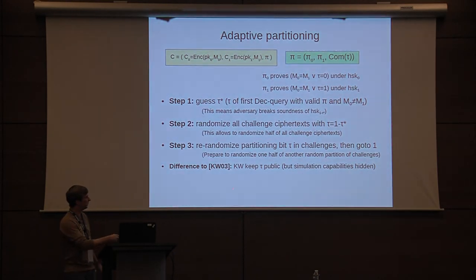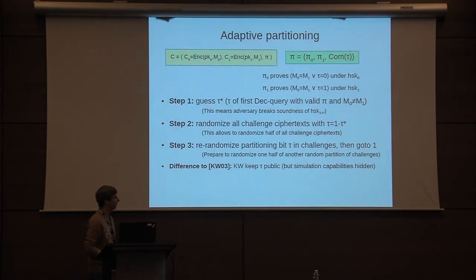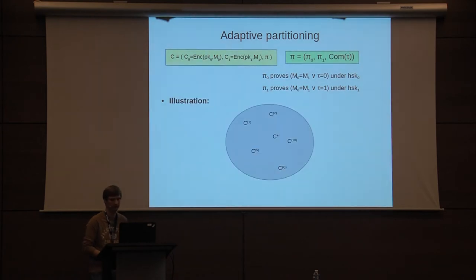And the difference is that this work was in the random oracle model, and there it was easy to have this partitioning bit public, but the simulation capabilities hidden, meaning that it was hidden to the adversary whether you can simulate the tau equals zero or the tau equals one case. So the difference is kind of where the simulation capabilities lie. In our case, because we're not in the random oracle model here, we have to decide in advance what we can simulate and what we cannot simulate, and this is what tau dictates.